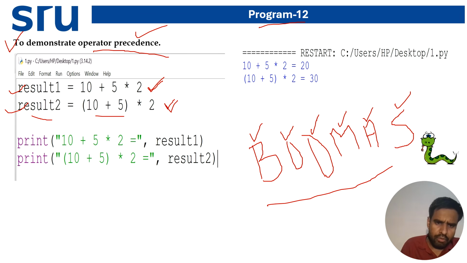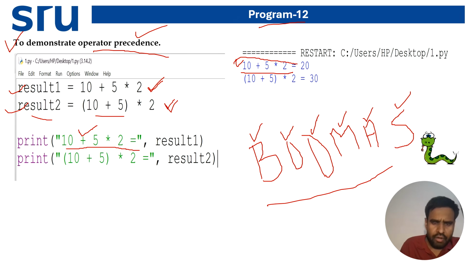Now I'm going to print. This is the message part, which is going to display the message. As I already discussed in the previous lecture, whatever you write in double quotes will show as a message. So it will show as 10 plus 5 into 2 equal to, up to the equal to, in the output section.